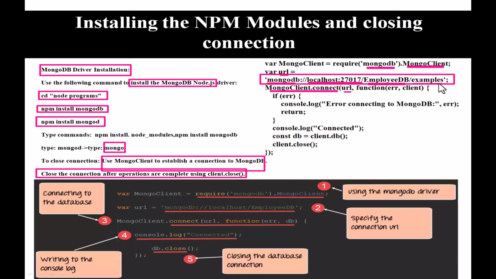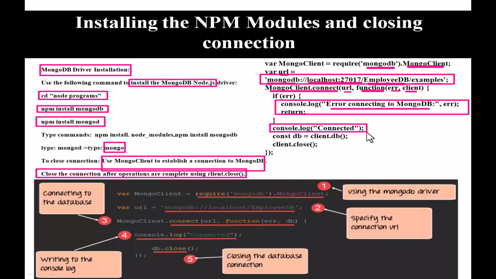Next, the function accepts two arguments, error and client. We will be connecting the client, Mongo client, otherwise it is going to generate an error. If the error persists, what is it going to do? It is going to show the error in connecting to MongoDB and return. Otherwise, it is going to show a console log message, MongoDB is connected, const db = client.db.